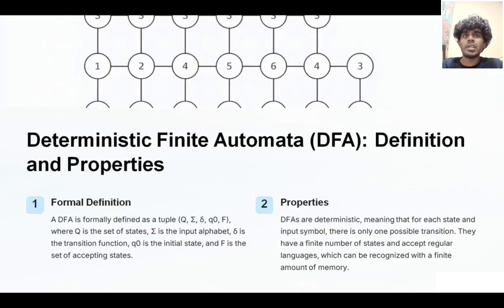Next is deterministic finite automata, DFA, definition and properties. Formal definition: a DFA is formally defined as a tuple Q, sigma, delta, q naught, and F, where Q is the set of states, sigma is the input alphabet, delta is the transition function, q naught is the initial state, and F is the set of accepting states. Properties: DFAs are deterministic, meaning that for each state and input symbol, there is only one possible transition. They have a finite number of states and accept regular languages, which can be recognized with a finite amount of memory.